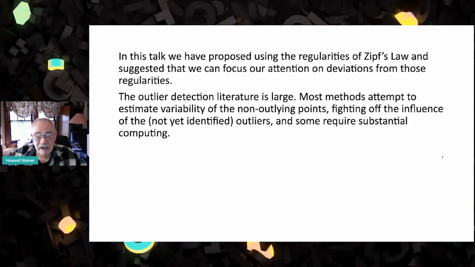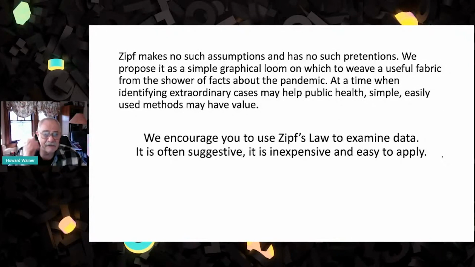The outlier detection literature is huge, and most methods attempt to estimate variability of the non-outlying points, fighting off the influence of the as yet unidentified outliers, and some require substantial computing. Zipf makes no assumptions. It has no pretensions. We propose it as a simple graphical loom on which to weave a useful fabric from the shower of facts about the pandemic. At a time when identifying extraordinary cases may help public health, simple, easily used methods may have value. We encourage you to use Zipf's law to examine data. It's often suggestive, it's inexpensive, and very easy to apply.